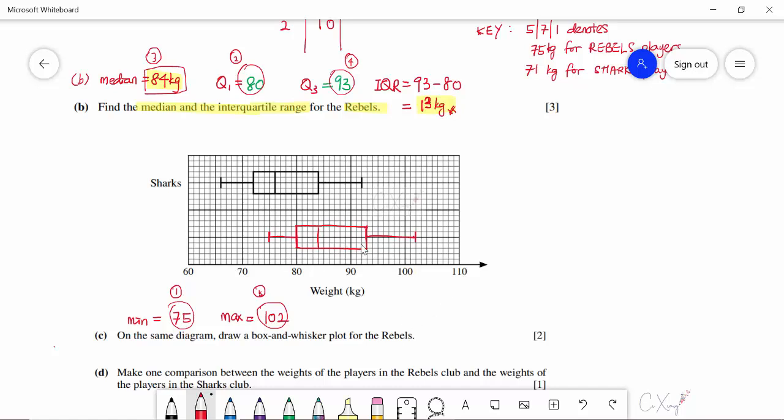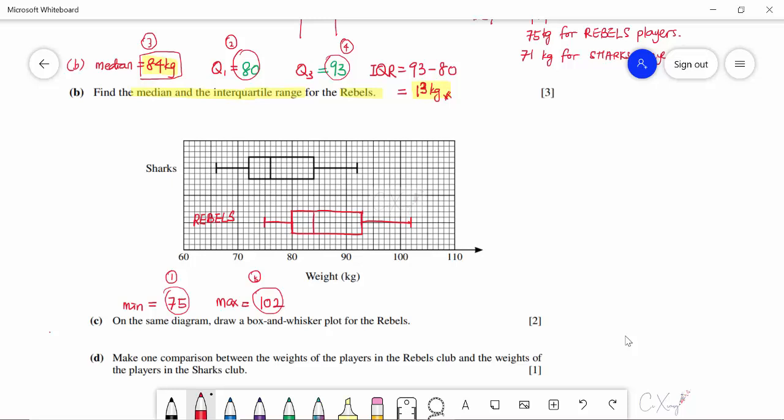Okay, so your graph should look something like this, your box and whisker plot. And then, of course, don't forget to label it. So this box and whisker plot belongs to Rebel's group. Okay, so this is how we sketch it. Please take note that the whisker, the horizontal line here, shouldn't pass through the box. It will touch the box only, but it will not go through the box. All right, so this is what we have for part C.